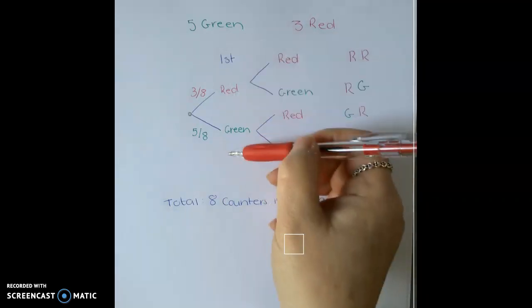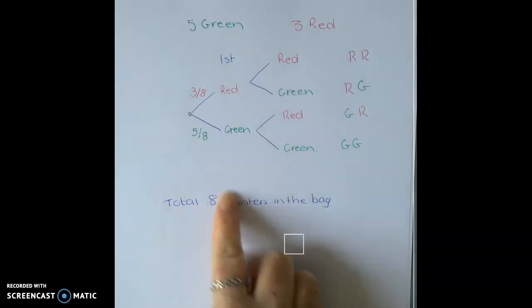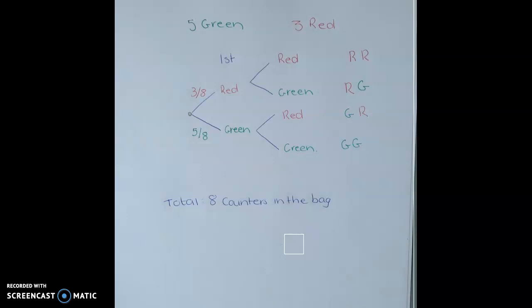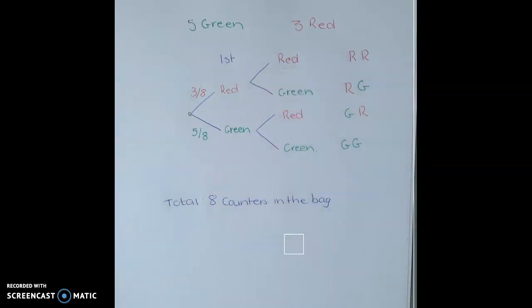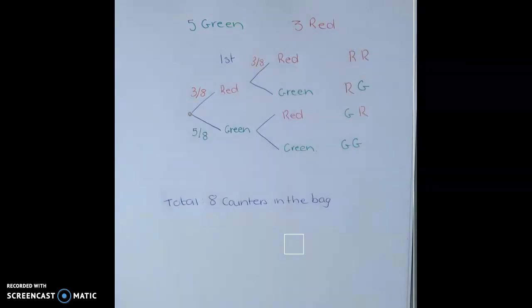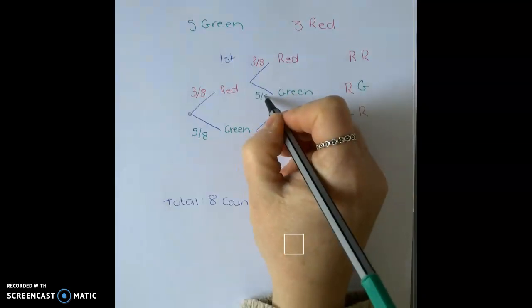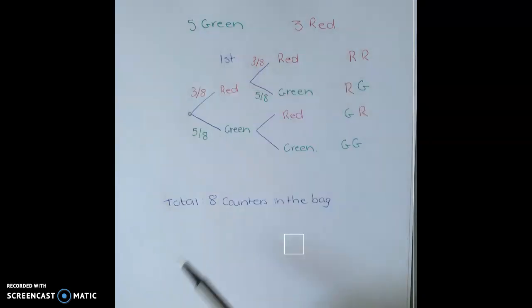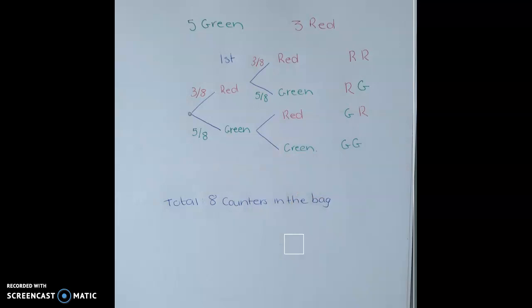Now, the first counter that we pick is replaced in the bag. So we still have 8 counters in the bag. So the probability of picking out a red counter is 3 out of 8 still. And the probability of picking a green counter is still 5 out of 8 because we still have 5 green counters in a bag of 8 counters. And it's the same for the next branch because all we're looking at is picking out the second counter.